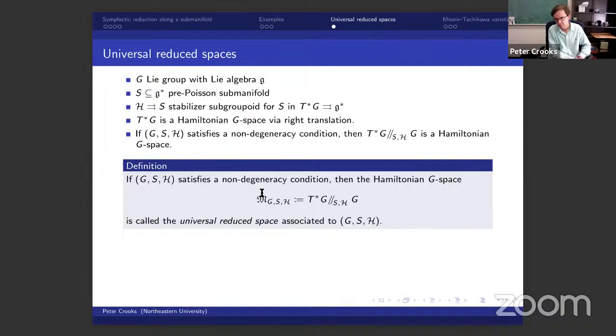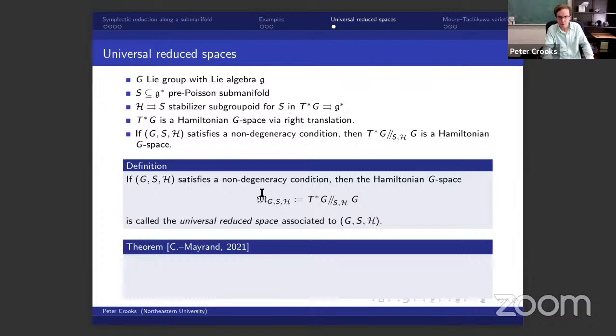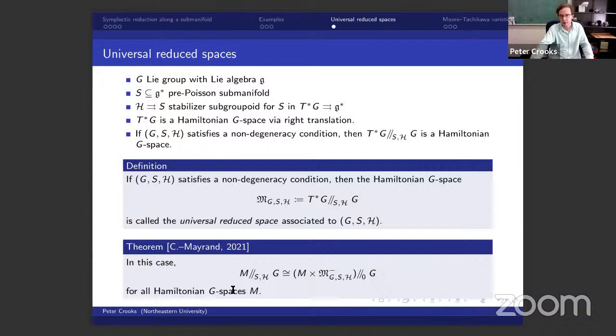Now, what will end up making it universal is the fact that you can, in a sense, obtain any reduction by the group G along S with respect to H through this space right here. A little bit more precisely, what one has is the following. If I have any Hamiltonian G space M like this, well, I can reduce it along S with respect to H by the group. On the other hand, what I could do is I could take the product of M with this other Hamiltonian G space and, for technical reasons, negate the symplectic form there. And then I could take the Marsden-Weinstein reduction of this space at level zero by the group. And these two spaces turn out to be the same.